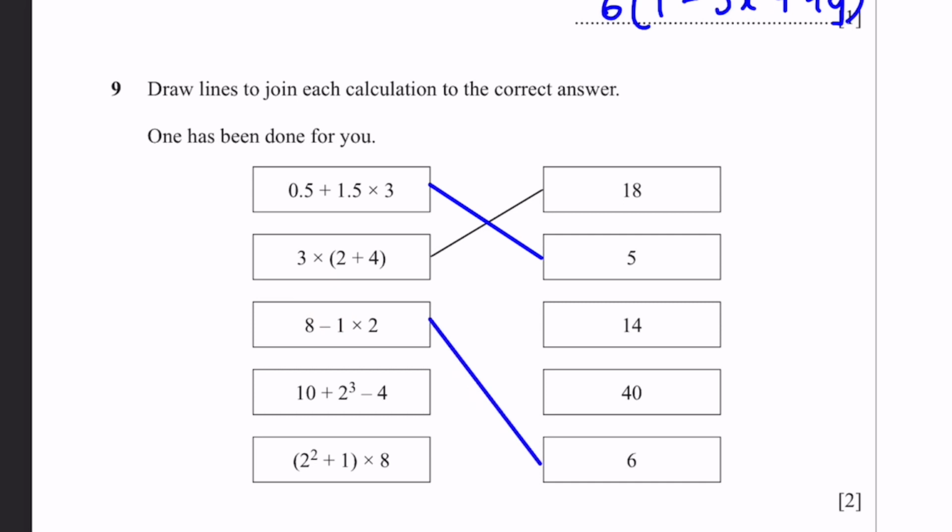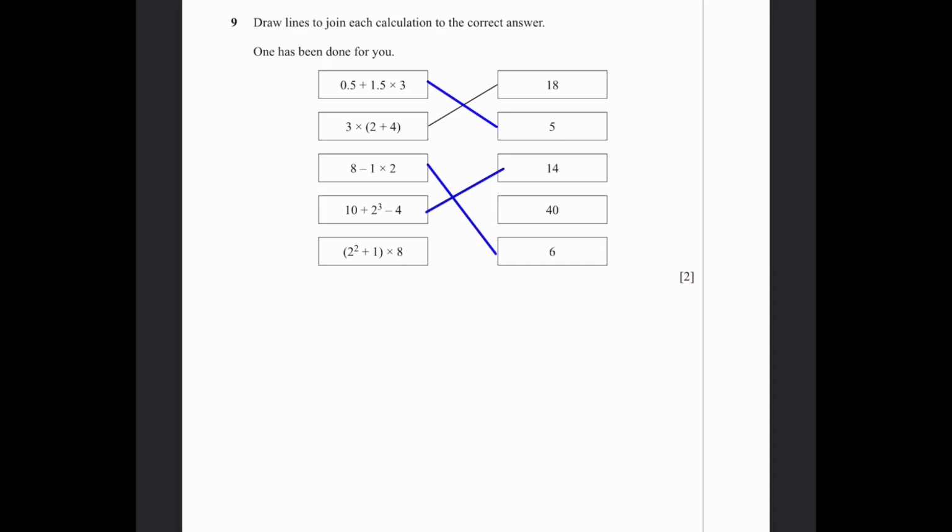10 plus 2 cubed minus 4 is equal to 10 plus 8 minus 4, which is equal to 14. So let's draw a line to 14. And the last one, even without calculating, you can tell, but 2 squared plus 1 into 8, which is equal to 4 plus 1 into 8, which is equal to 5 into 8, which is 40. And that's the answer for this question.